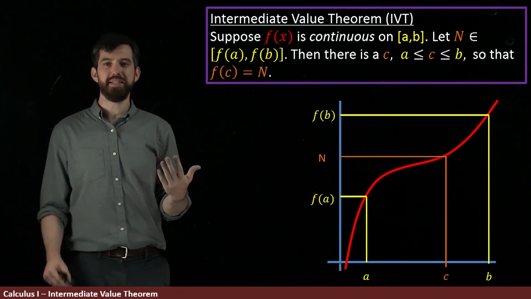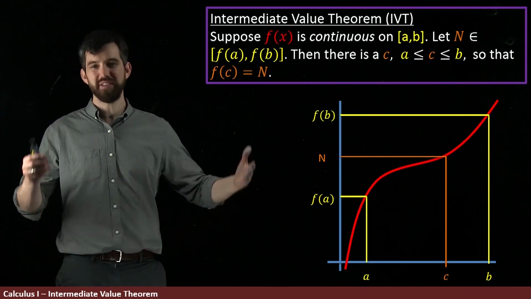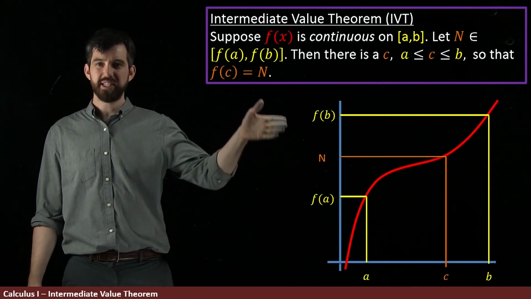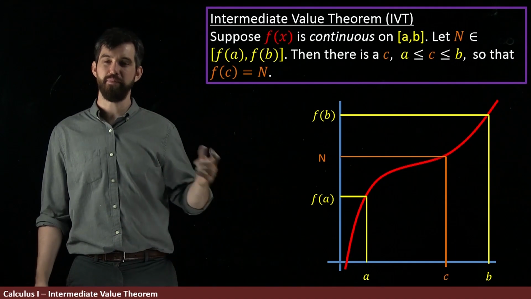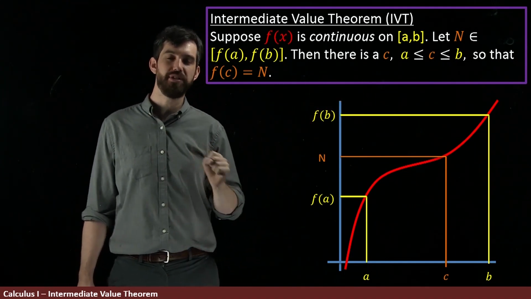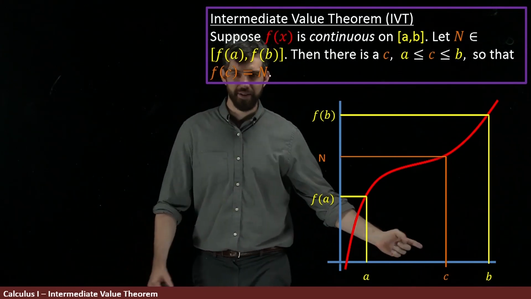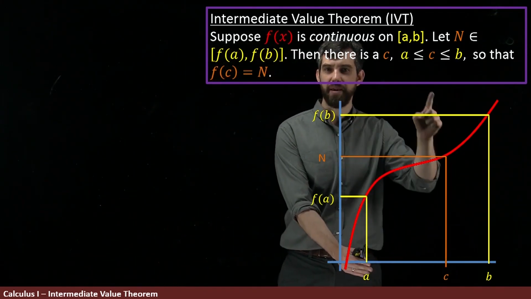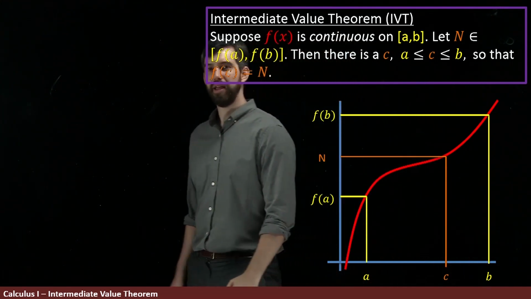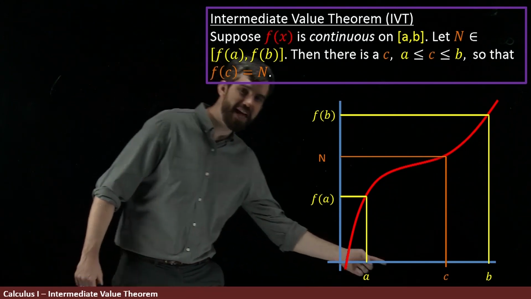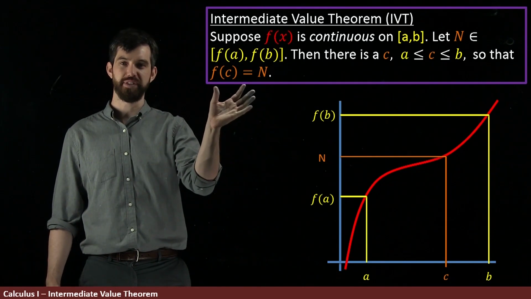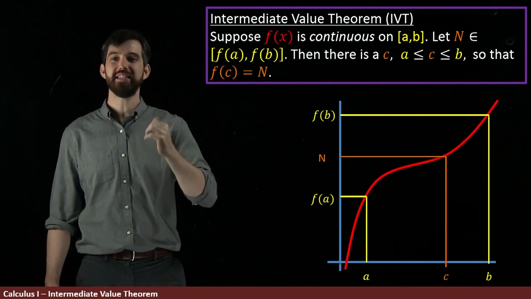And then my claim is that anytime I have that scenario, I've got this interval, my function's continuous on that interval, and I've got some value of n sandwiched between the f of a and the f of b, then the statement is that there is some value c. There's some c over here. It has to live between the a and b. That's why I say a less than or equal to c, less than or equal to b. It lives inside of the a to b. And it has the property that if I take f of c, I get to this value of n, or in other words, that f of c is equal to n. So that's the intermediate value theorem.